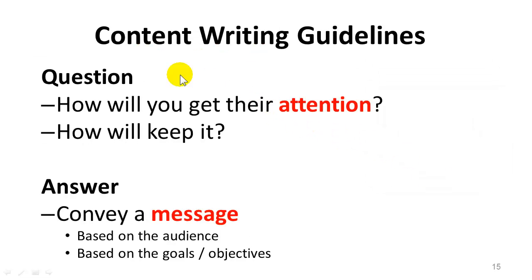Alright, so some content writing guidelines. How will we get their attention and how will we keep it? Alright, the answer is to convey a message. Alright, so if we're conveying a meaningful message, we have their attention and hopefully we'll keep it. What is that message? That message has to do with the goals and objectives and the audience.